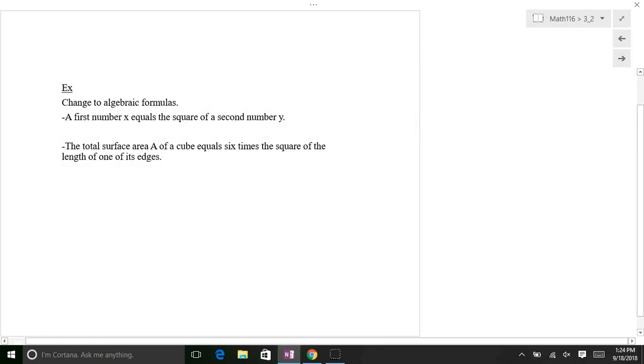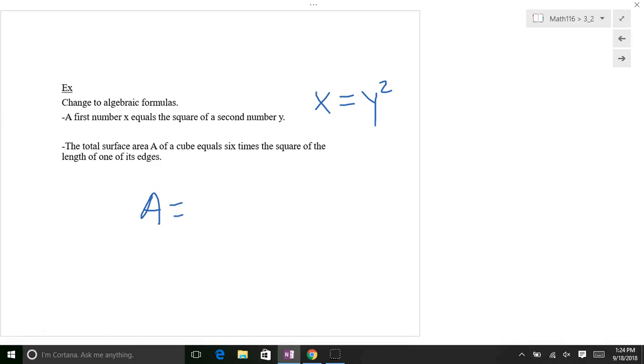All right, let's change these to algebraic formulas. A first number x equals the square of a second number y. First number x equals square of the second number y. Second one, total surface area A of a cube equals 6 times the square of the length of one of its edges. So you've got this surface area, right?